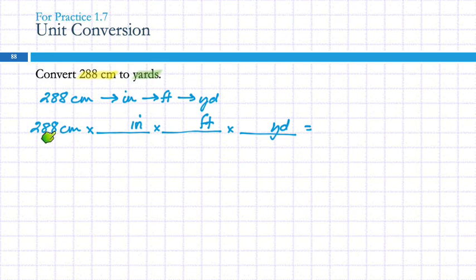Now, we need this centimeter to go away. We need it to cancel out. So I want to write centimeters down here so the units will cancel out. Because then in my equation I'll have centimeter divided by centimeter, which cancels out. Now I've got inches, and I want the inches to go away, so I'm going to put that unit down here. And I'm going to put feet down here. And what I'm left with is the unit I was trying to get to. Any questions?